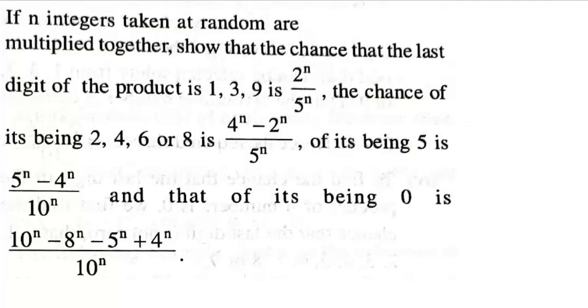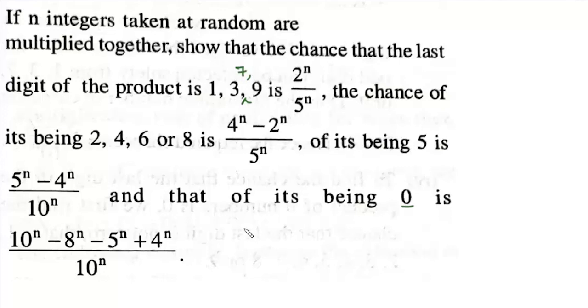Now here the question is, if n integers are taken at random and they are multiplied together, show that the chances that the last digit of the product is 1, 3, 7 and 9 is 2 to the power n upon 5 to the power n. The chances of it being 2, 4, 6 and 8 is 4 to the power n minus 2 to the power n upon 5 to the power n. Its being 5 is 5 to the power n minus 4 to the power n upon 10 to the power n, and that of its being 0 is this value.